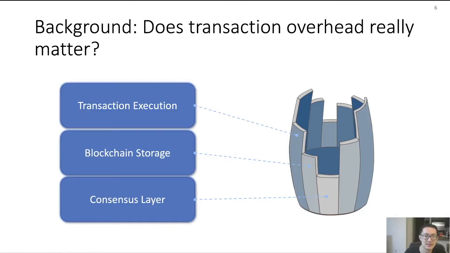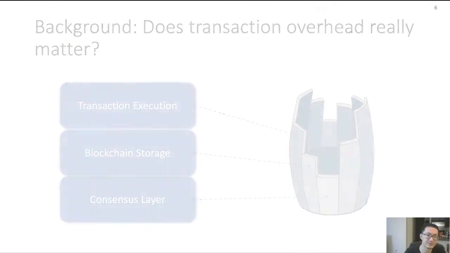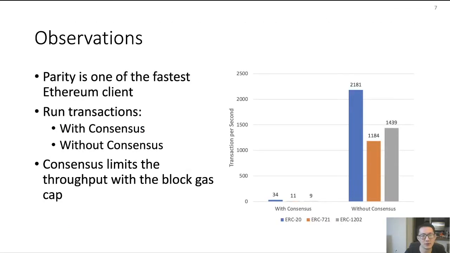Our hypothesis is that the performance of the entire blockchain system is dominated by the storage layer and the consensus protocol layer. In order to understand the real bottleneck of the current Ethereum blockchain system, we execute smart contract transactions using Parity, which is the fastest Ethereum client, under 2 configurations, with consensus enabled and with consensus disabled. Our observation shows that the consensus algorithm is the main bottleneck of the current Ethereum blockchain system.